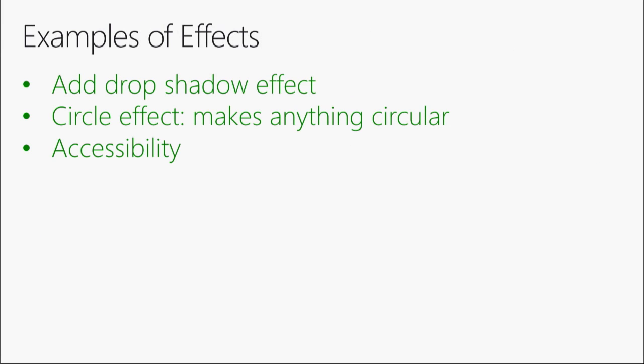We already saw the add shadow effect. I'm told that there exists a circle effect that the Forms team has created for us that would make anything circular. So I'm assuming like a button or even an image. So this could replace our circle image renderer. Sorry, James. And accessibility, as we saw.